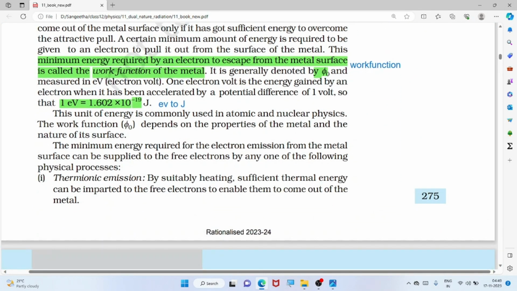What is the work function? Here you see the minimum energy. This important term is the minimum. Some electrons may take more energy to come out, but this is the minimum energy to escape from the metal. That is the work function. 1 electron volt equals this many joules.